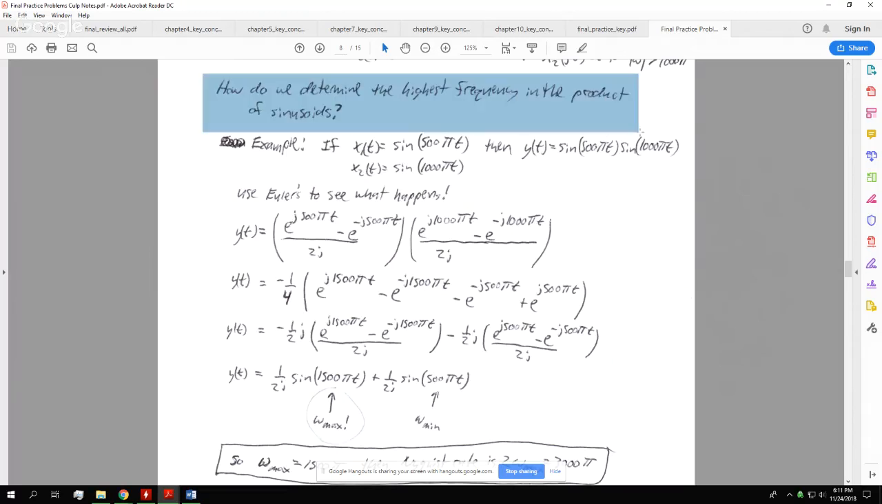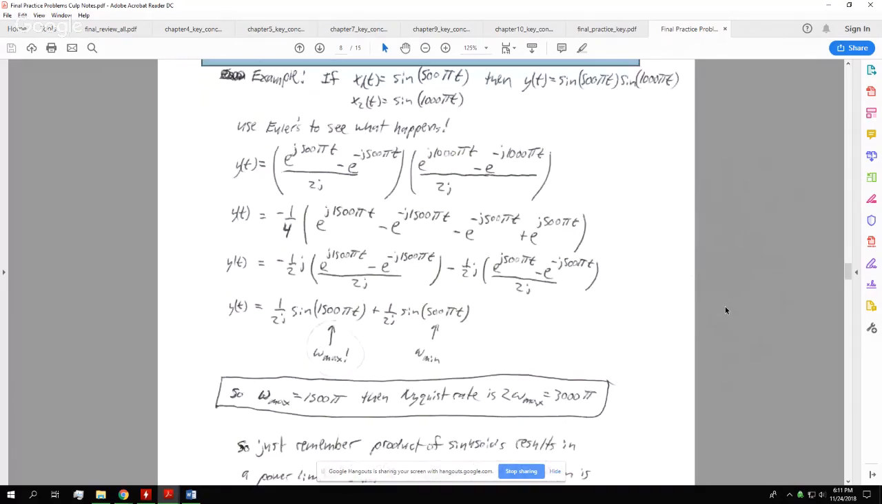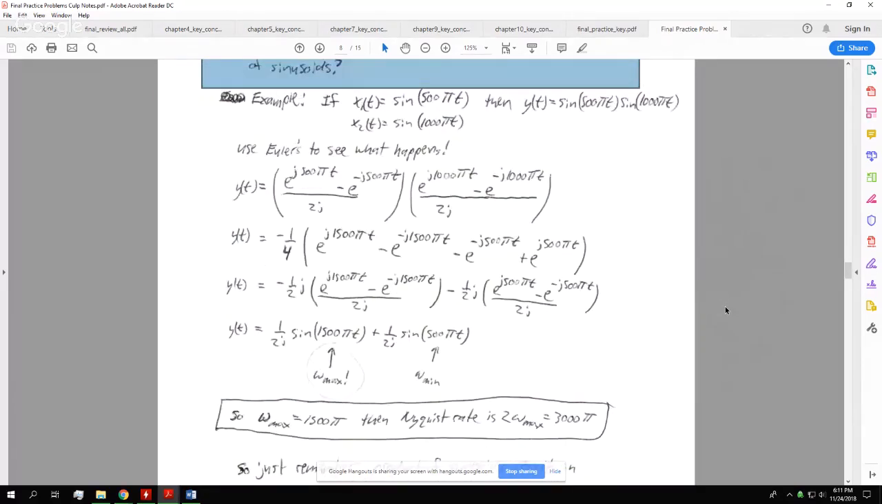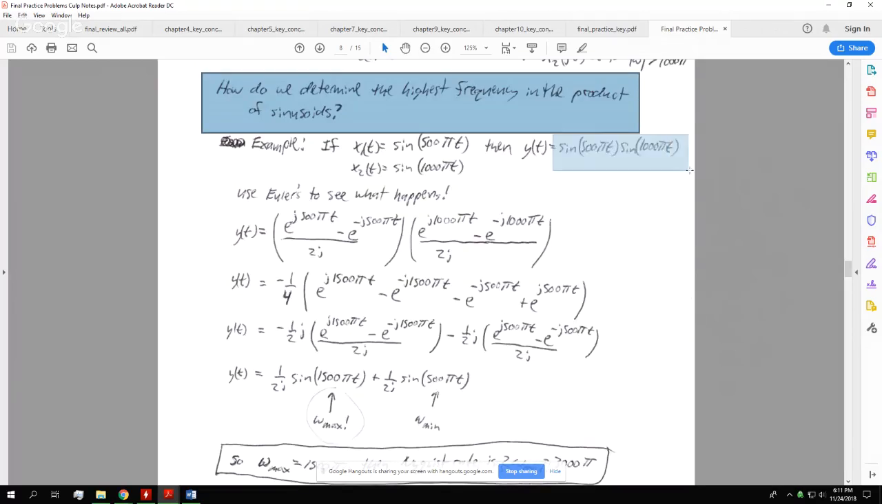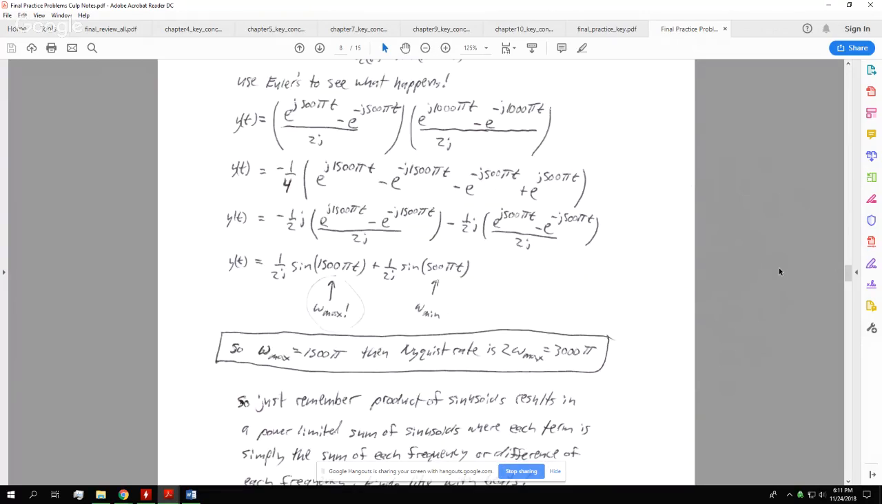So the highest frequency in the product of sinusoids, you're really just adding and subtracting. If you've ever seen signal flow diagrams for electrical engineering systems, like a radar system, for example, that's what I've seen in my career. You see sums and differences of signals all the time, all over the schematic. That's because of stuff like this, when you have the products of sines and cosines, or the products of trigonometric identities, rather. So our 1500π becomes our omega max, and our 500π becomes omega min.